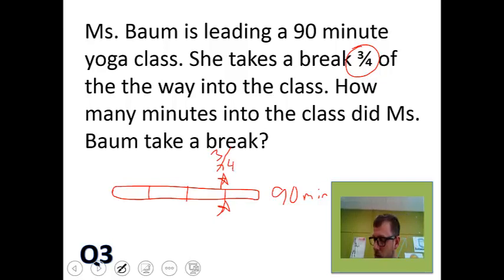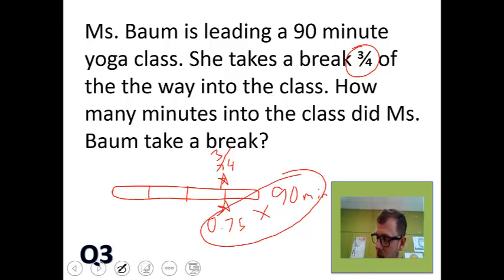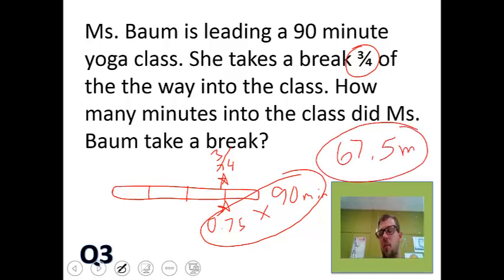So let's change 3/4 into a decimal. I'm dividing 3 divided by 4, which is 0.75. Now, in order to shrink it, I need to multiply it by 0.75. So 90 times 0.75 is 67.5. So Miss Baum took a break at the 67 minutes and 30 seconds mark in her yoga class.